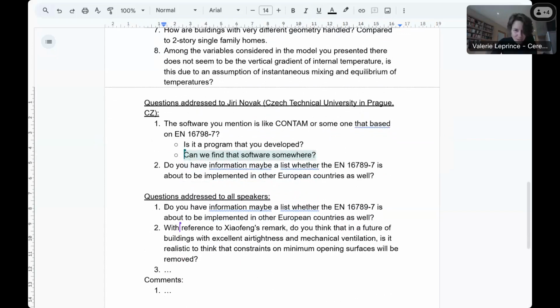Let's ask Andrew Persily about that. So, do you have information, maybe a list, whether the EN 16798-7 is about to be implemented in other European countries as well? Unless someone wants to step in on that, I can try to answer this one.